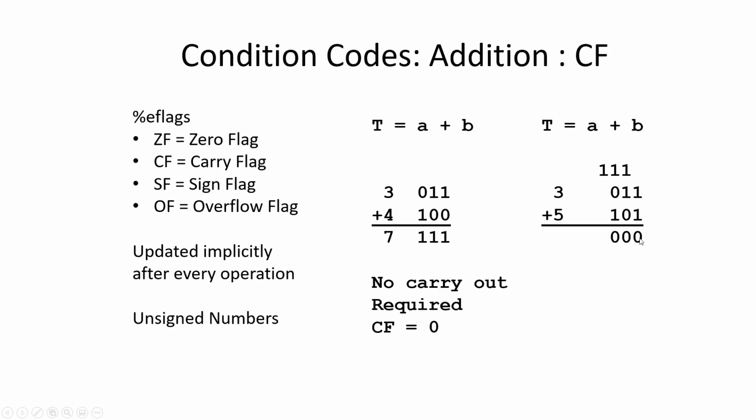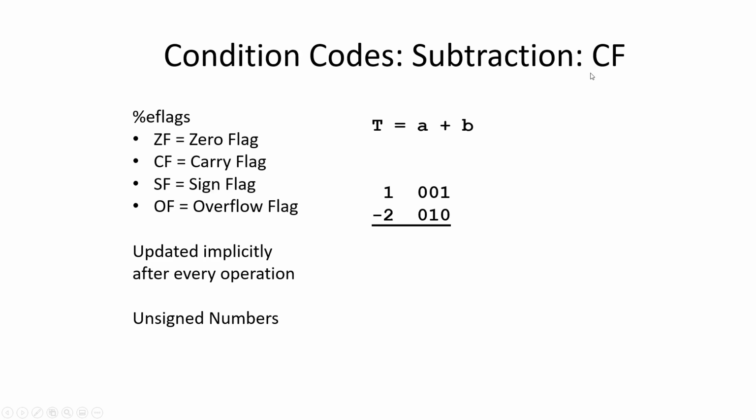The answer is 0. That 1 is lost. But what it's going to do is just take note that I had to carry out, and I would have required a 4th bit in order to complete this and get the right answer. So the carry flag here is going to be set to 1. This also works for subtraction with unsigned numbers.